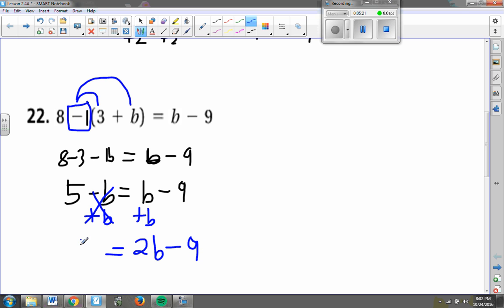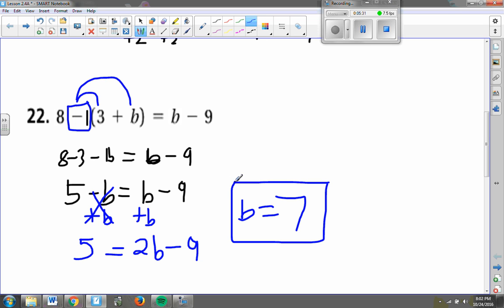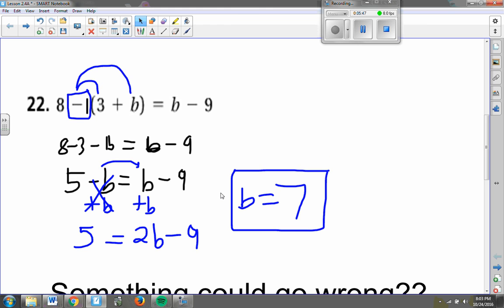Now from here, hopefully we can solve without too much issue. Add 9 to both sides, divide by 2. We get that b is equal to 7. Okay, b is equal to 7. So it comes from, again, distributive property, combine these two numbers here, and then just move the variables to one side and move the numbers to the other and solve. Okay? If you have questions about that, make sure you ask me in class tomorrow.